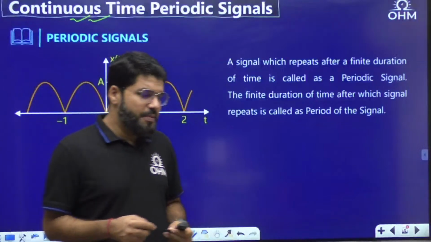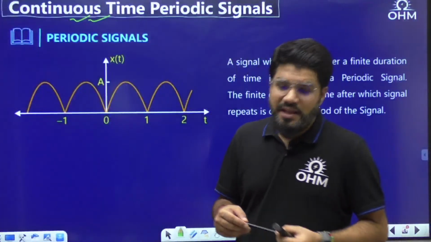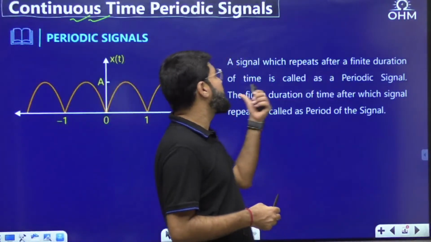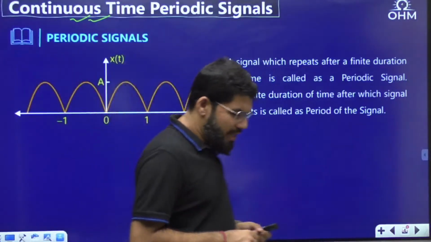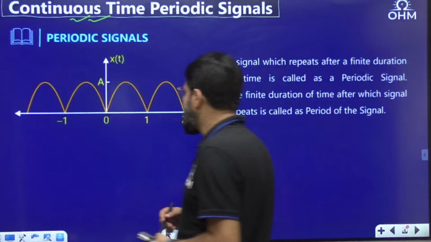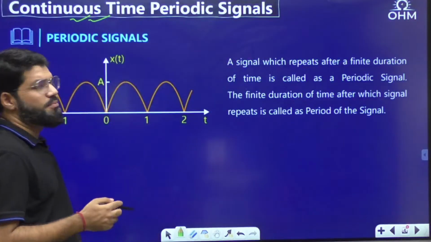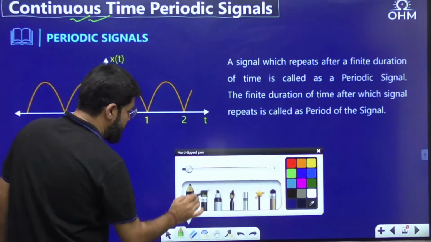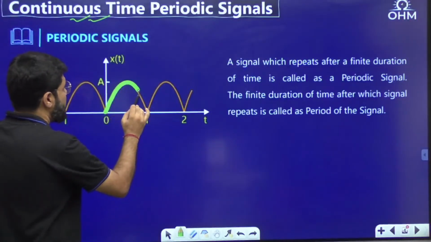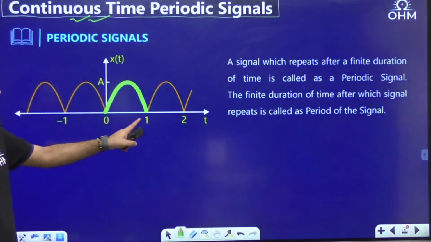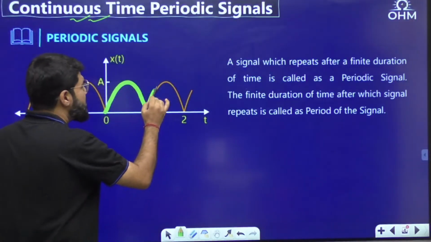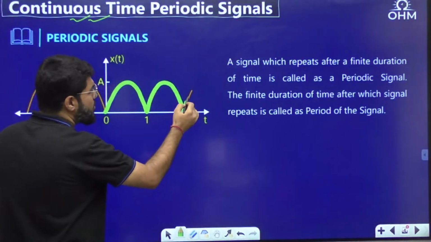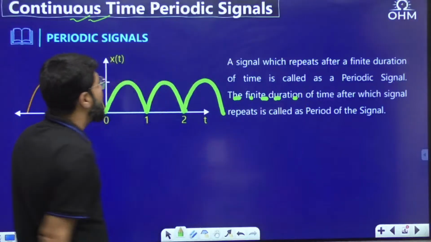Periodicity means repetition. A signal whose nature repeats after every fixed interval of time, a signal which repeats after a finite duration of time, will be known as a periodic signal. Take an example, something similar to a half wave sinusoid. If this is a particular waveform, you can see that at t equal to 1 second the similar pattern with the same maximum amplitude repeats, and again after 1 more second, at t equal to 2, it repeats, and it is going to go up to infinity.